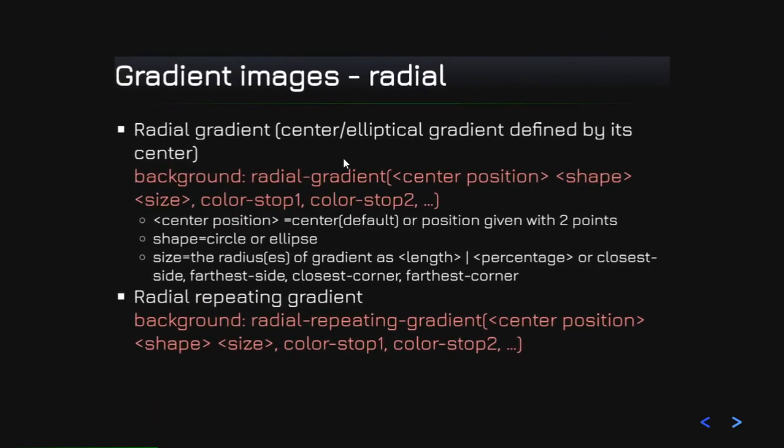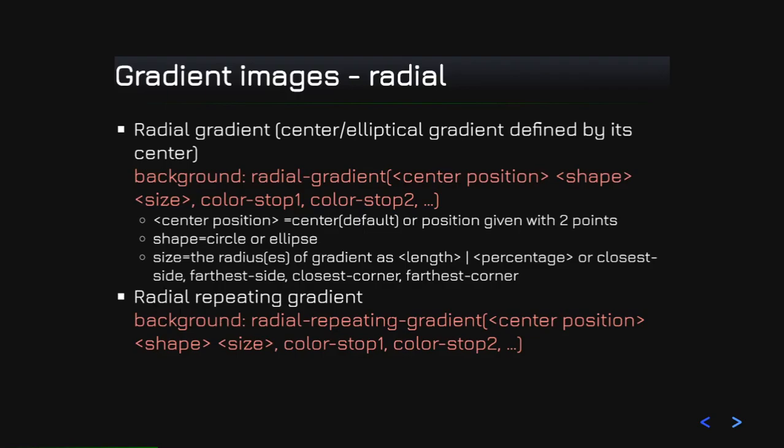Okay, let's move to radial gradient. In radial gradients, the color is varied in a circular or elliptical fashion. We still modify the background CSS property, but this time we have the function radial-gradient. It has the center position, the shape, which can be a circle or an ellipse, and the size, which is just the radius of the gradient. It can be given as a length in pixels or percentages, or closest side, farthest side, closest corner, farthest corner, and then the list of color stops.